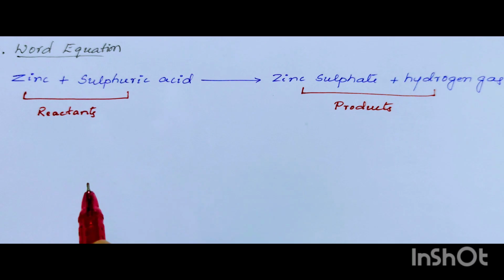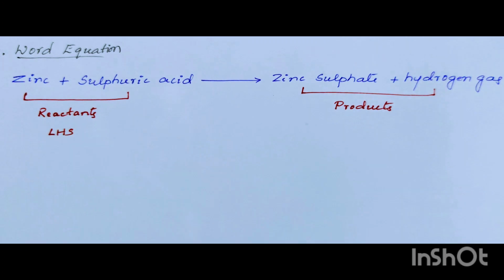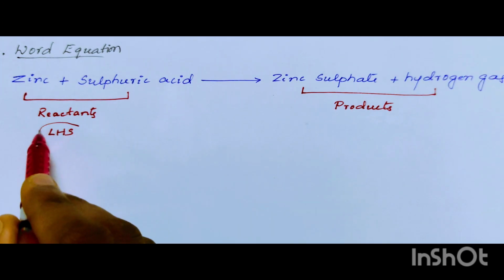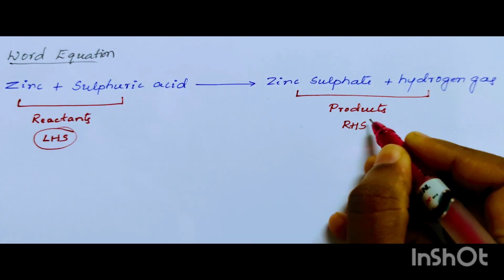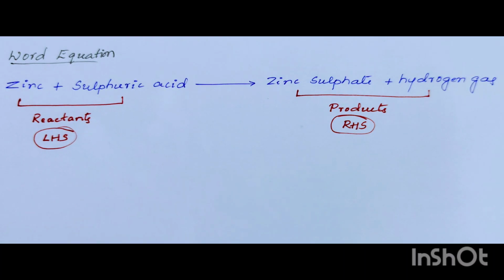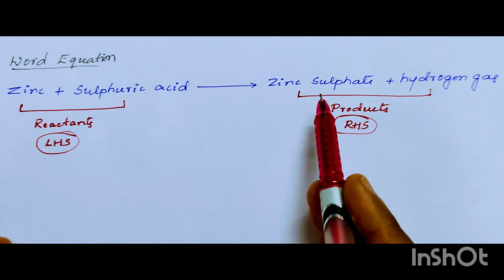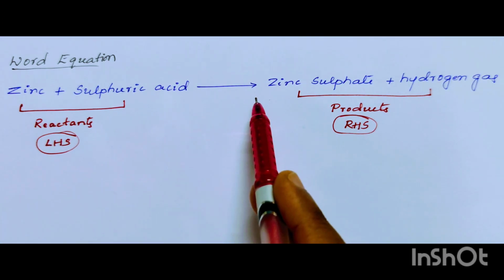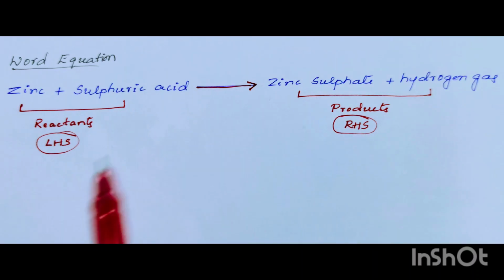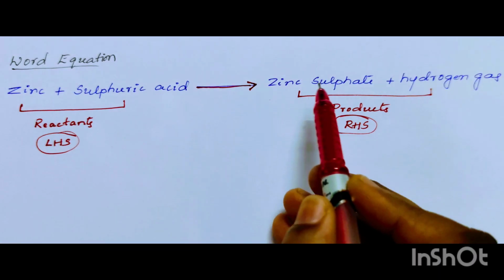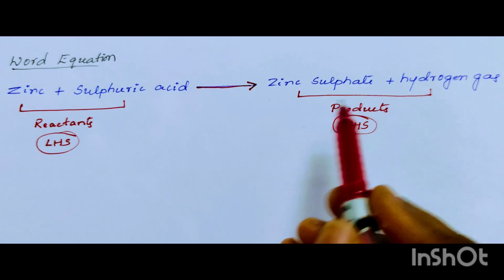Always, reactants are written on the left hand side. Products are written on the right hand side. And then these reactants and products are separated by an arrow mark. This arrow mark shows the direction of the reaction, and it also shows where the products are formed. After the arrow mark, we write the products.